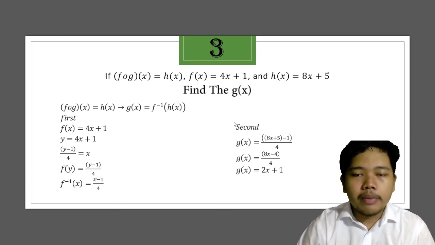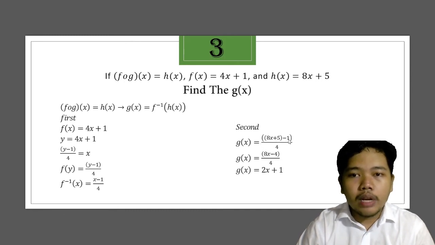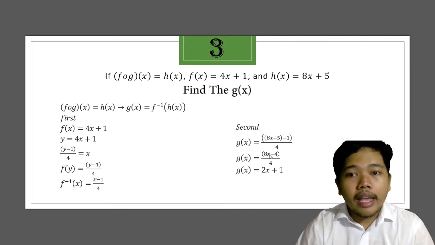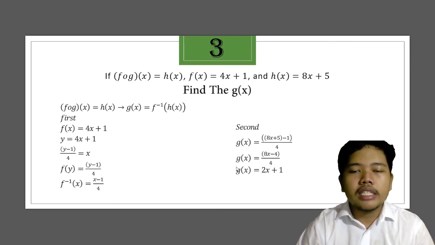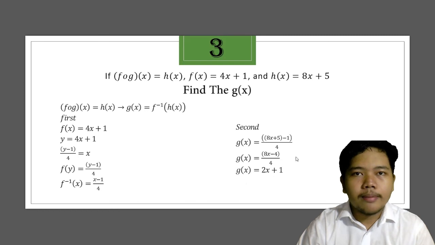Now the second step is to find g(x). g(x) is equal to 8x plus 5 minus 1 over 4. And then for g(x) we get (8x minus 4) over 4. And then g(x) will be equal to 2x plus 1. So g(x) is equal to 2x plus 1.